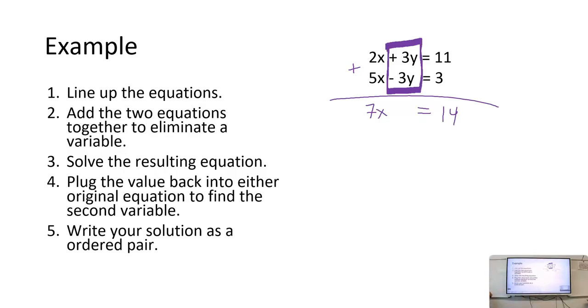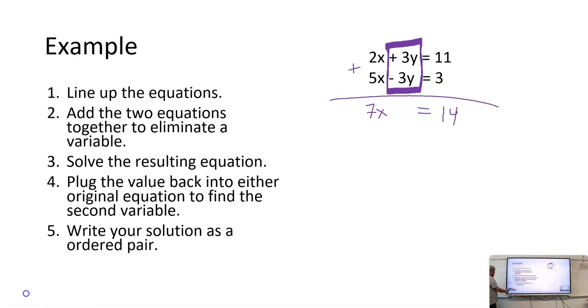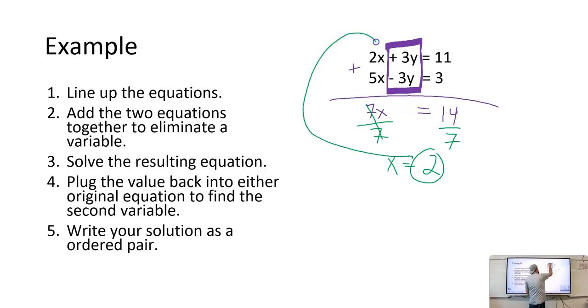So step 3, we're going to solve the resulting equation. 7x equals 14. We're going to solve that by dividing both sides by 7, and x equals 2. Okay, now we've got to find y. To do that, we're just going to plug this back into either one of the equations. It doesn't matter which one you pick.